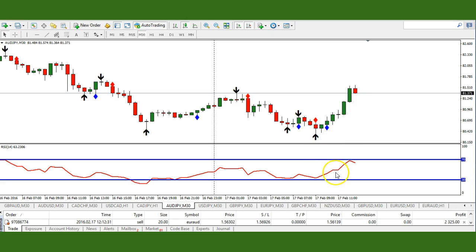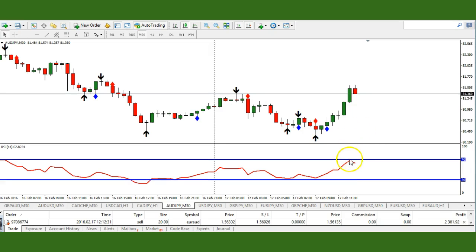And at the time of entry, RSI was not at 70. It was still around here. So RSI is very important. If you're not using the RSI indicator, please add it because it could really help you with entries. Anytime the RSI indicator is overbought or oversold, and the indicator generates a signal, normally that would be a good trade setup.